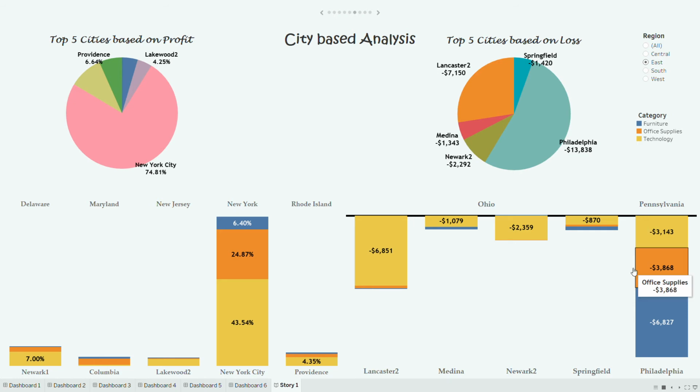While in Pennsylvania, most of the loss is coming from the furniture category. So there we can reduce the supply of furniture. And in Ohio we can reduce technology, while Medina, Newark and Springfield.